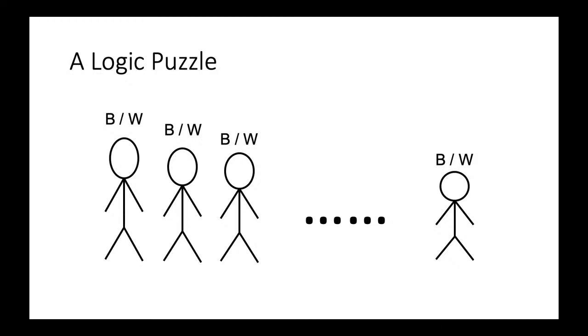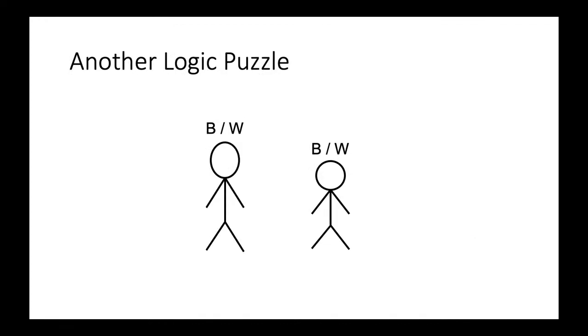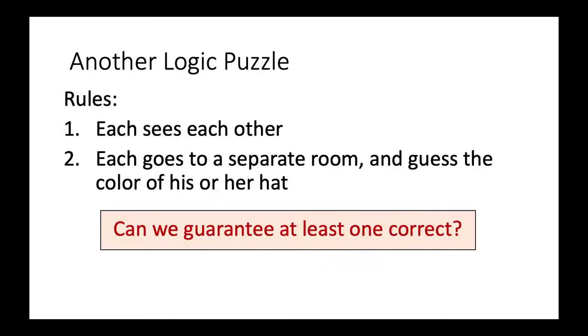Okay, so this is the puzzle that I want to give the answer to today, but then I have another one for you that I won't tell you the answer to now. Okay, so there's another one. Now in this other logic puzzle, we just have 2 people, and each of them is given a black hat or a white hat.